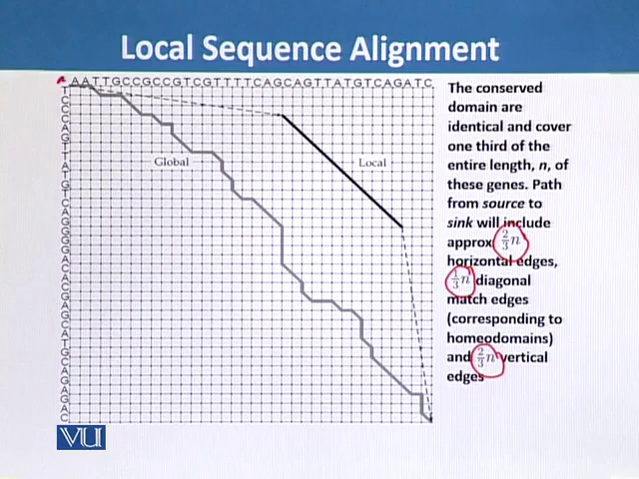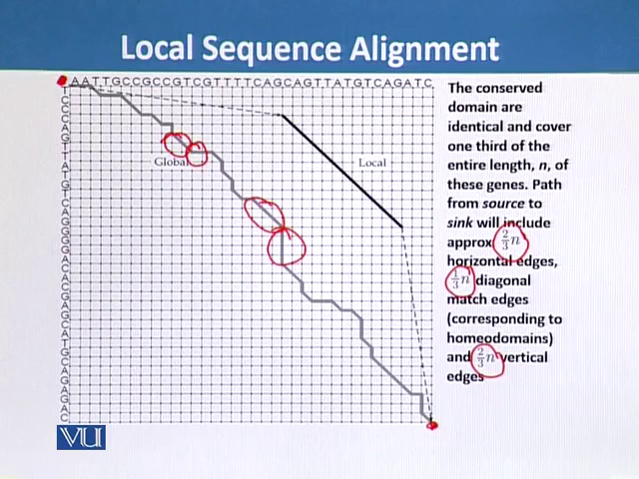In this graphic representation, we can see that this gray line shows the global sequence alignment. It starts from the source and ends at the sink, and we consider the whole sequence of the two genes from start to endpoint. We can see only the diagonal positions are aligned between the two genes. These diagonal positions are matches between the two genes, but the vertical and horizontal lines do not have matches. They are either mismatches or indels.